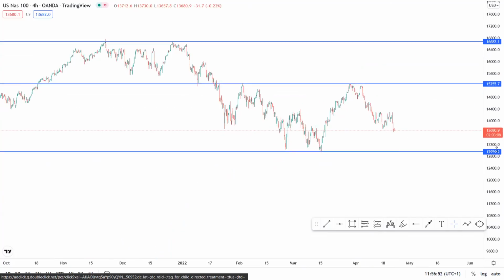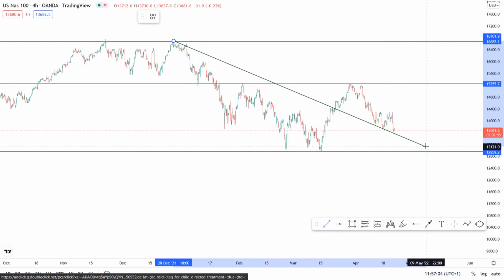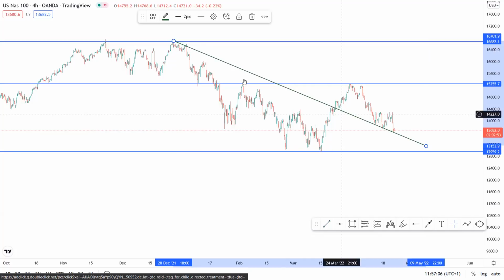Okay, this is my H4, and then I'm gonna create my major trend. I always take my major trend from the highest point to the lowest point. So it's gonna be here, going straight here. I think it has to be like this, guys.